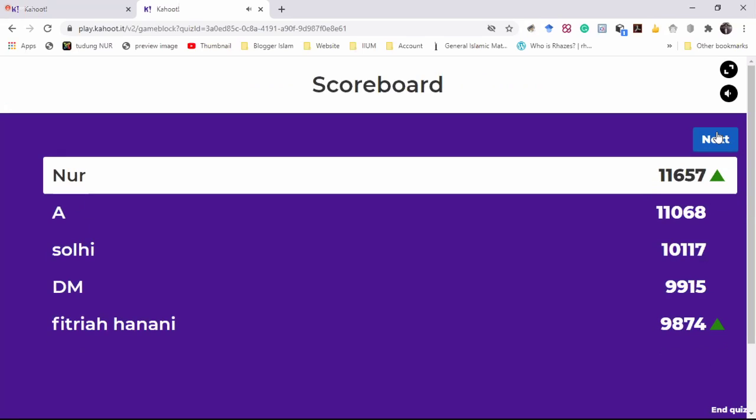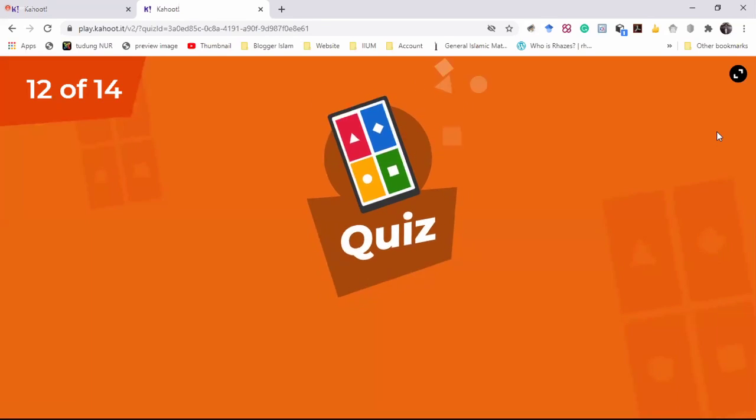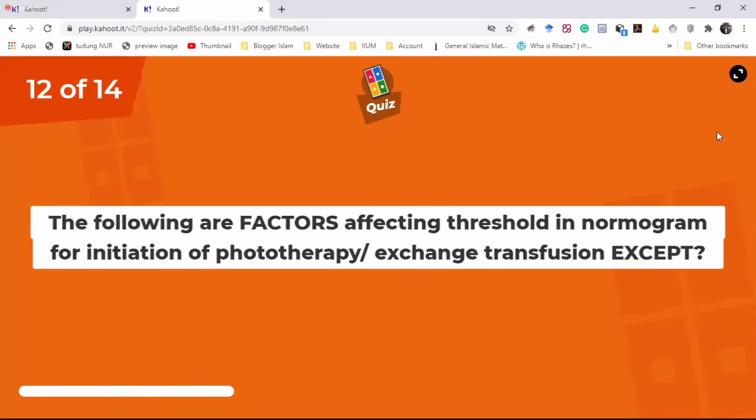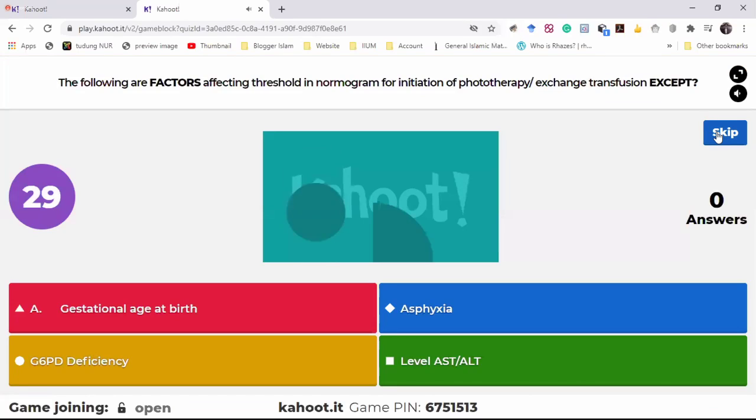So Noor is leading the table. The following are factors affecting thresholds on the nomogram for initiation of phototherapy and exchange transfusion, except. If you look into previous protocols, there's a nomogram. There are factors that affect the threshold to initiate phototherapy and also exchange transfusion. Which of the following is not a factor that is included?